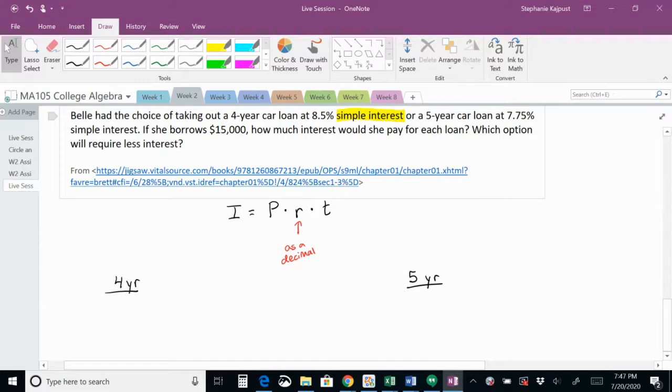So the 4-year car loan is at 8.5% interest. That has to be converted to a decimal, and we do that by moving the decimal point to the left 2 places, or you can divide it by 100. So if you divide 8.5 by 100, you get 0.085. So that's what you're going to use for R.